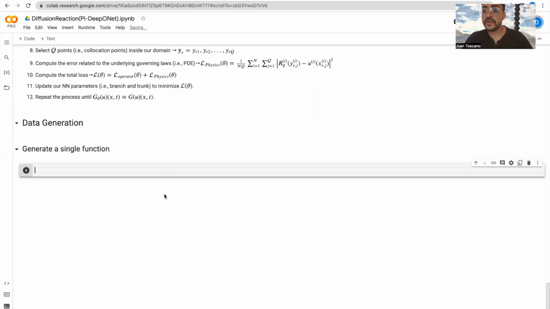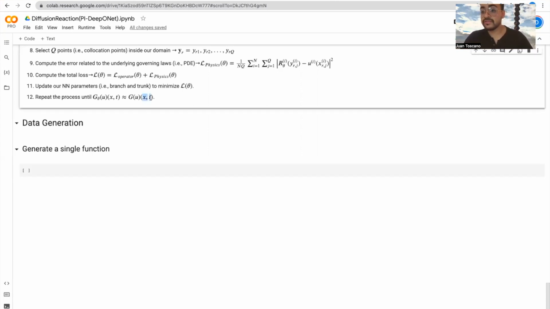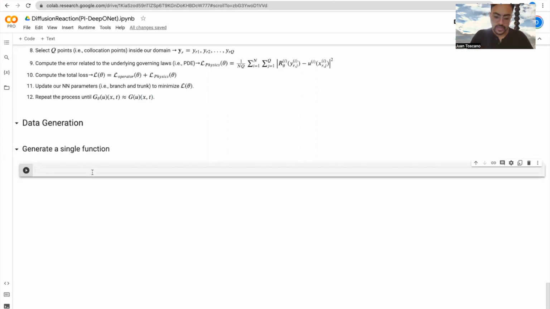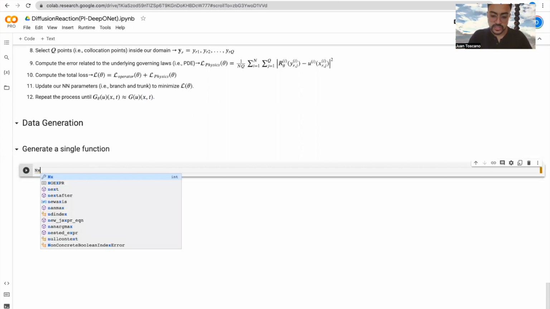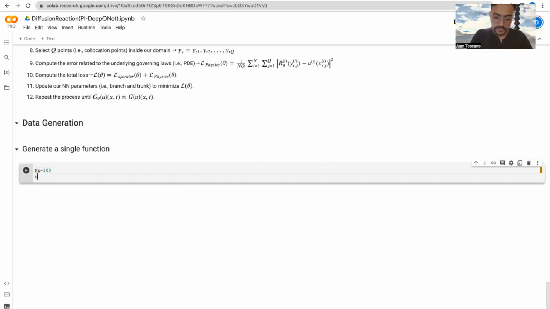Okay, let's just start creating a single function, and then we can repeat the process if needed. First, observe that the input variables are x and t. So we will have some kind of mesh, and we will need to give it some kind of structure. So let's set it to 100 steps in x, 100 steps in t.